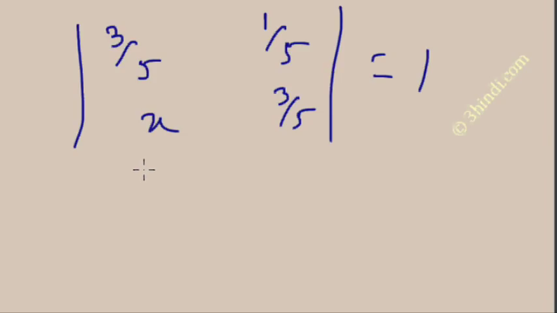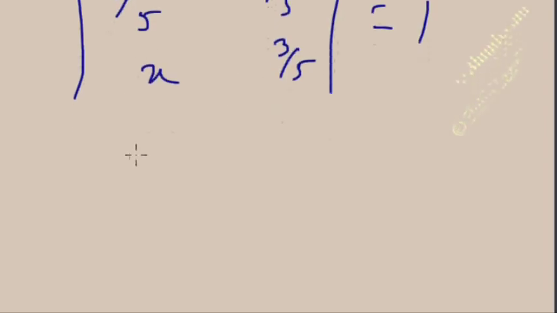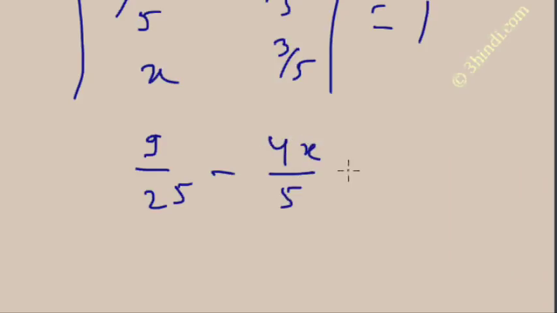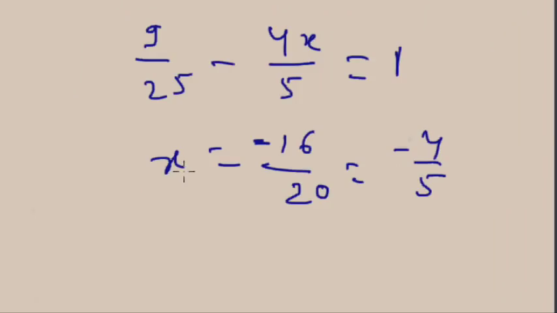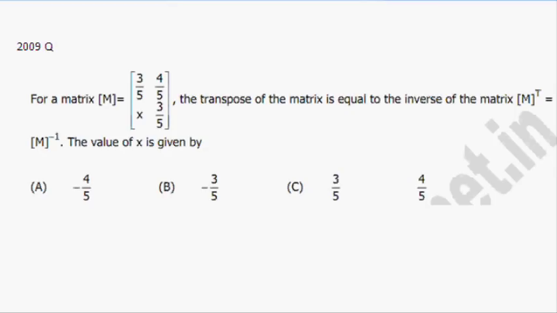Solve the determinant for values of x. So this is the equation: determinant value is equal to 1. That means 9 by 25 minus 4x by 5 is equal to 1. x will be equal to minus 16 by 20, which is minus 4 by 5. So minus 4 by 5, and A is the correct answer.